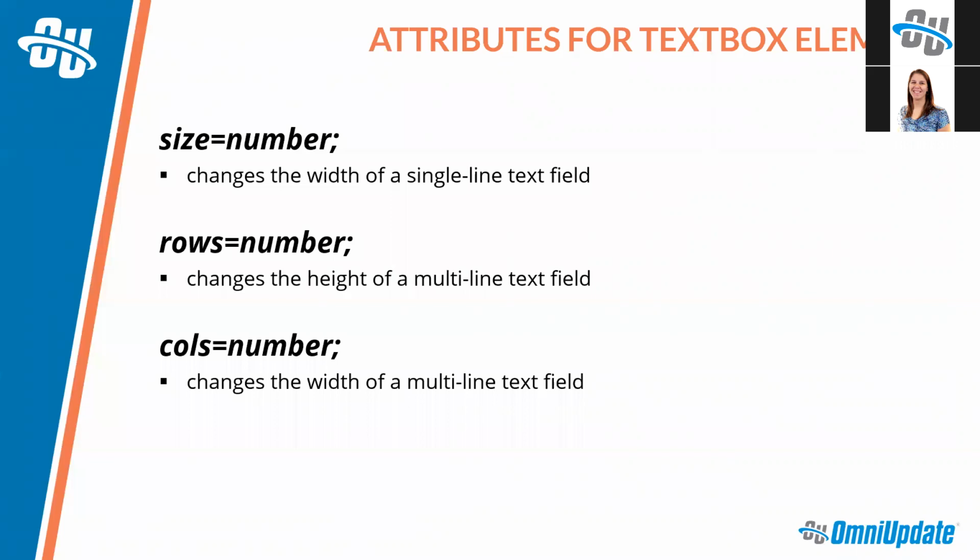Rows is going to be the height of my multi-line text field, so I can make that multi-line field taller or shorter. And then columns is going to be the width of the multi-line text field. Again, that number is going to be in the number of characters.